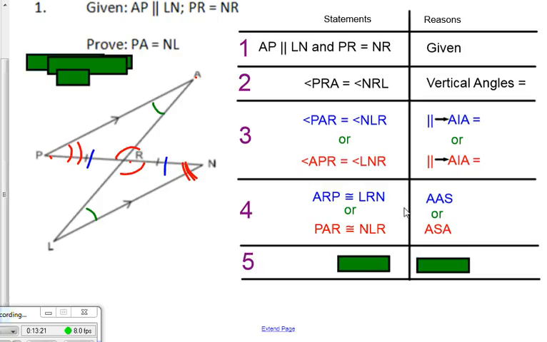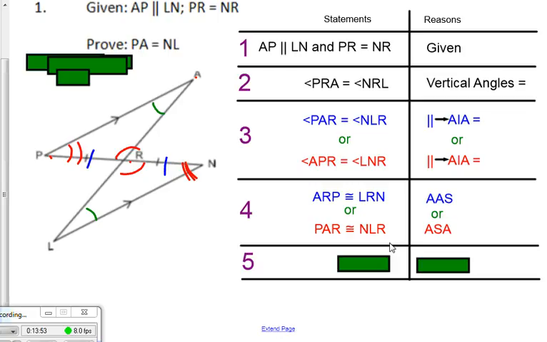Now, again, you can write these in whatever order. Notice the top triangle, I named it as ARP in the first case. Then I named it as PAR in the second case, the blue and the red. And that's fine. You can use whatever ones you want. You just have to make sure you match the other triangle to it either way. So A always goes with L. R always goes with R. P always goes with N. P, N, A, L, R, and R.